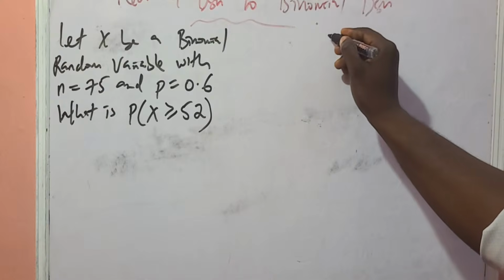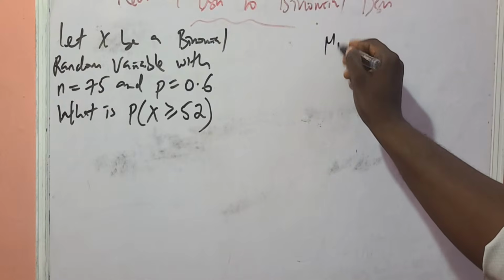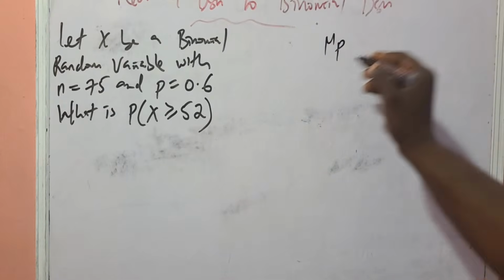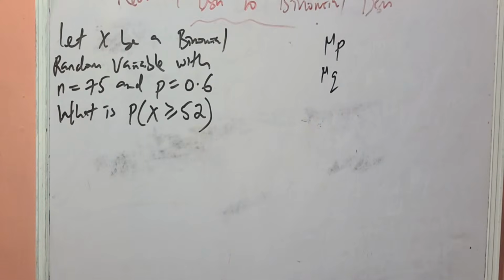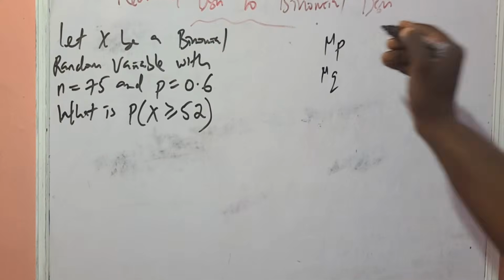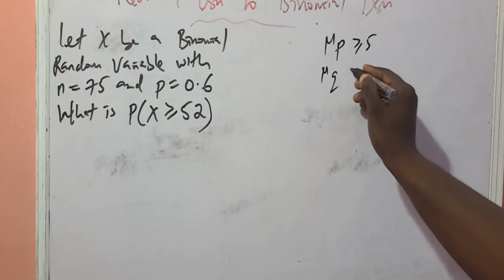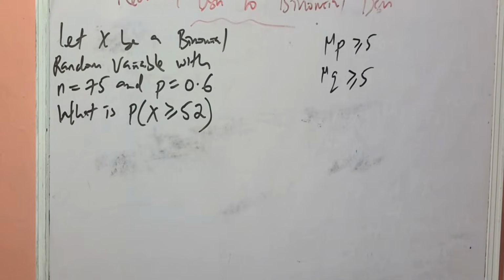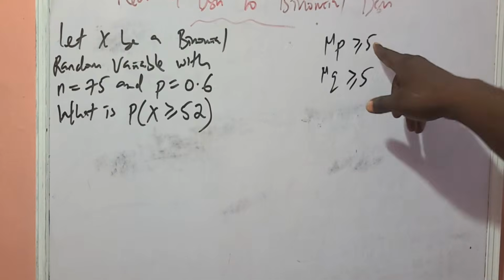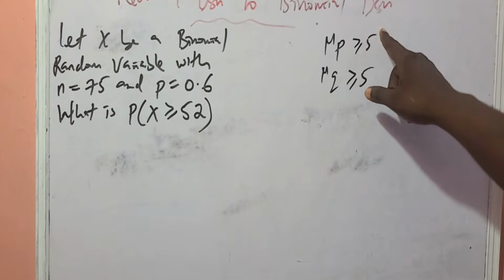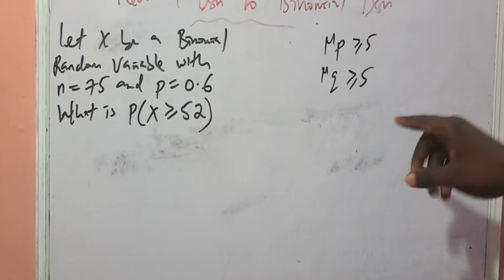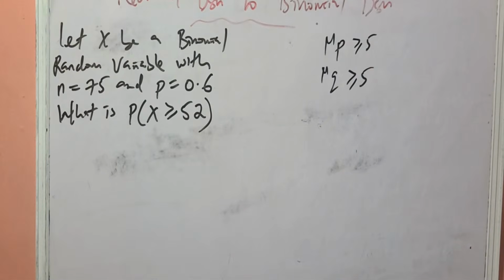And to check, you have to find the mean multiplied by p, and then the mean multiplied by q. Both of them must be greater than or equal to 5. I told you already that some people make use of greater than or equal to 10. Sometimes you may see in a textbook, some people may make use of 10 in these cases, but we'll be using 5, all right?